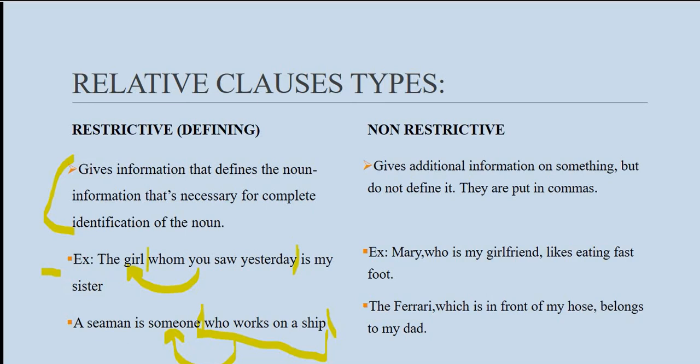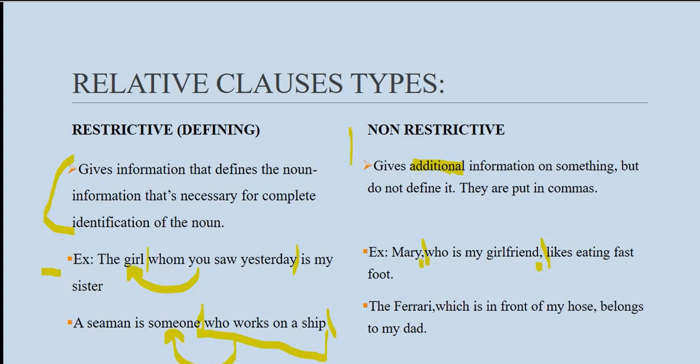But when it comes to non-restrictive, non-defining relative clauses, these relative clauses give additional, extra information on something, but cannot define it. So they do not define, that's why they are called non-defining relative clauses. They are put in commas. So you can see here a comma, and here is another comma. Mary, who is my girlfriend, likes eating fast food.